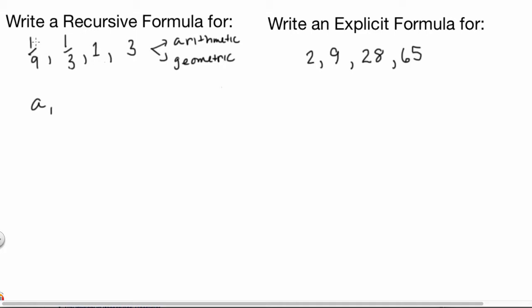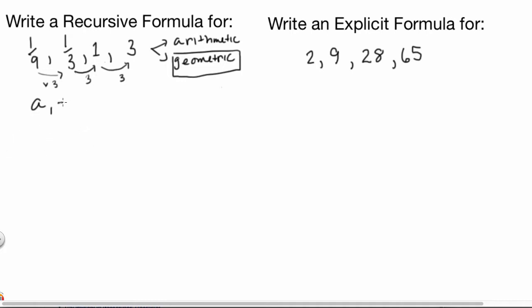This is going to tell us how we do the next, but let's see. From here to here, we multiply by 3 again. So if we multiply by 3, we already know that we have a common ratio of 3. That tells us that this is geometric. Okay, good enough.